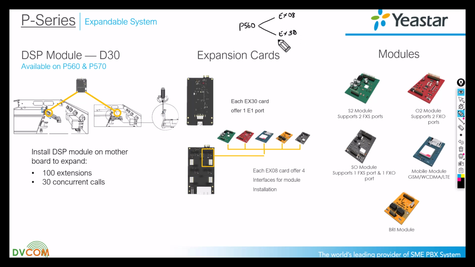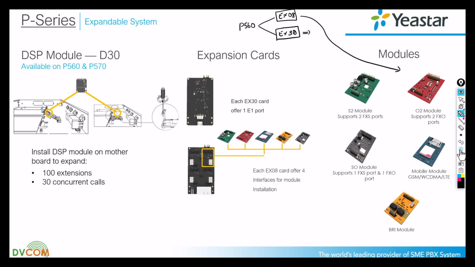In case you are going to connect EX30, which means you are going to terminate the PRI line. In case you are going to connect EX8, you can choose according to your requirement, guys, so that either you can use O2 module or S2 module or 4G LTE module, or you can use S4 module, or you can use BRI module. It's purely your requirement.